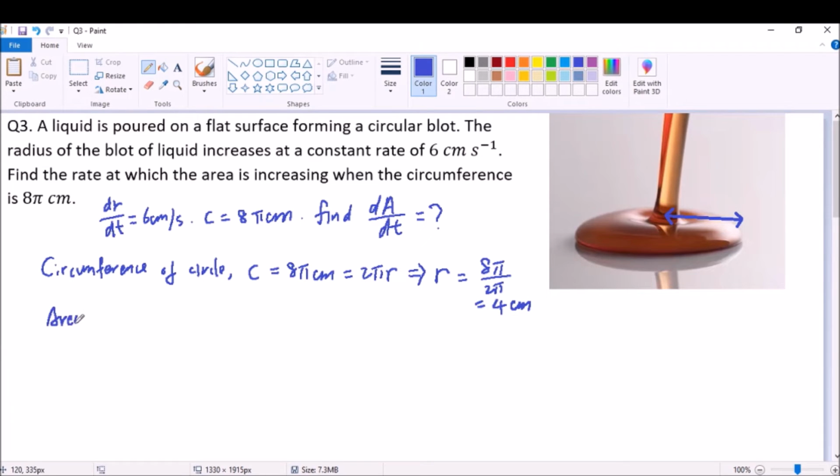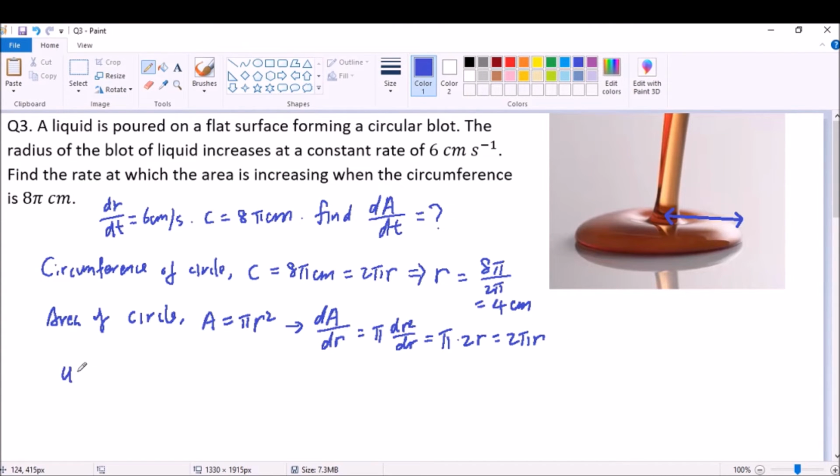The area of a circle has a formula A equals pi r squared. And so the rate of area increasing with respect to r: dA over dr equals pi times the derivative of r squared, which is 2r, so 2 pi r. Now we use the chain rule.